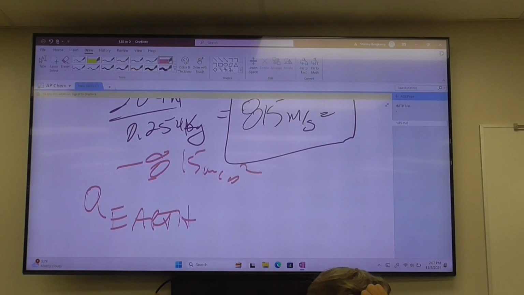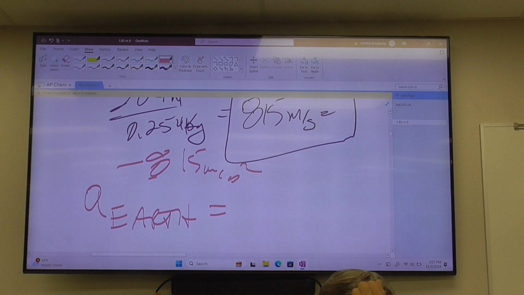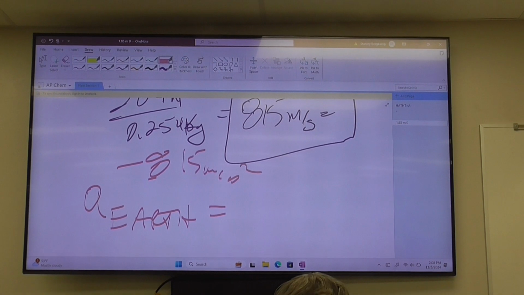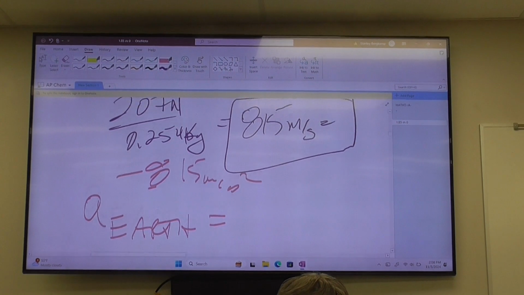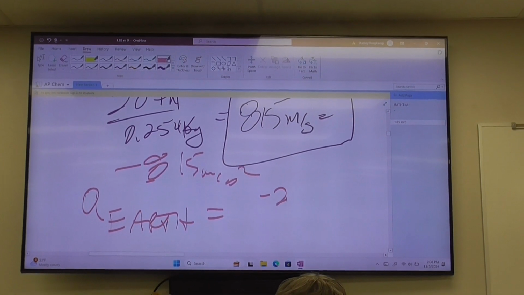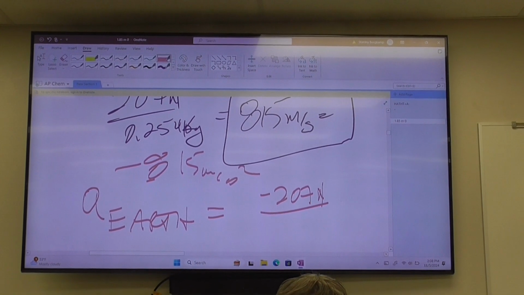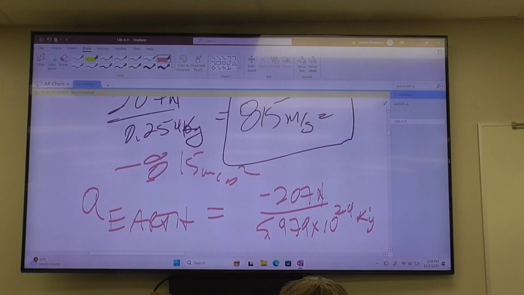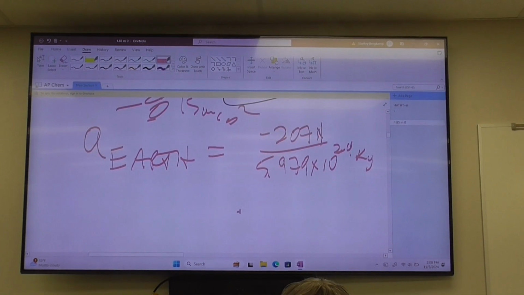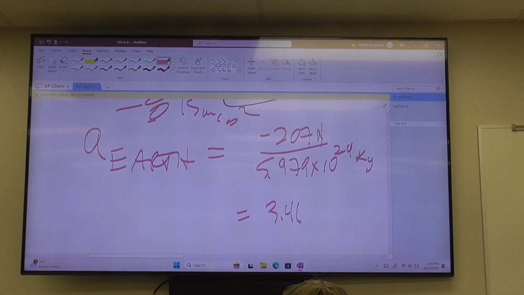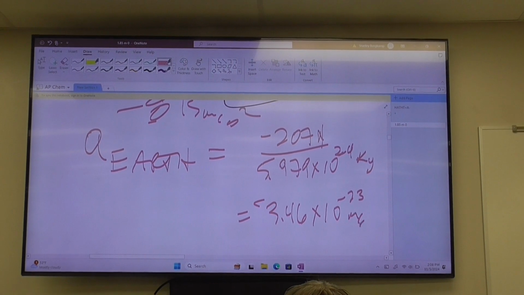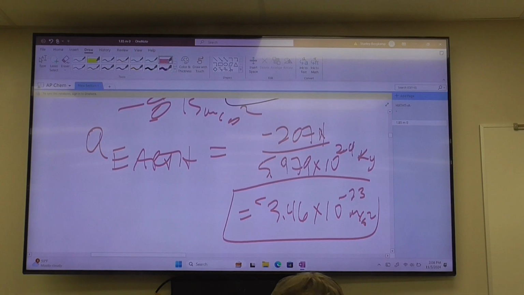How can I find the acceleration of the Earth? The mass is 5.979 times 10 to the 24th. So I'm going to take negative 207 and divide it by the mass of the Earth, 5.979 times 10 to the 24th kilograms. Do you want an answer? I do. 3.46 times 10 to the negative 23rd meters per second squared.